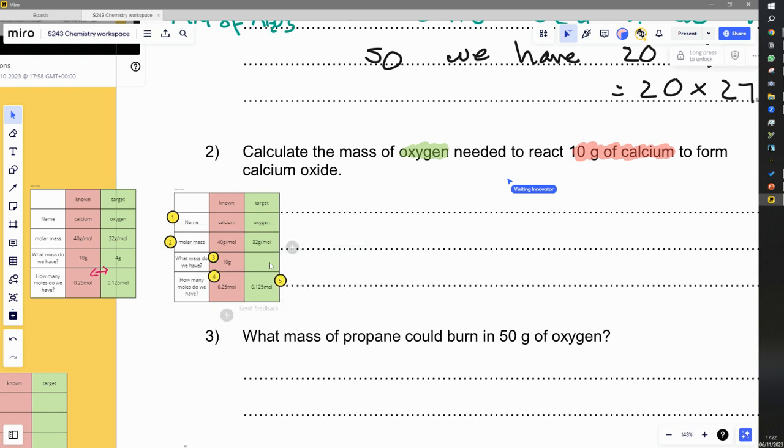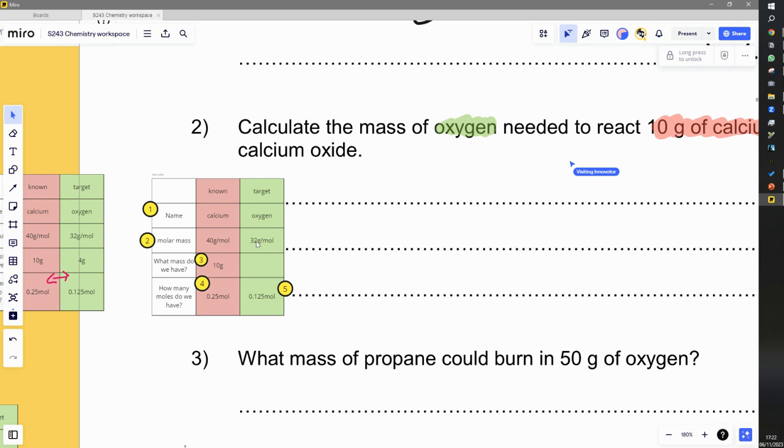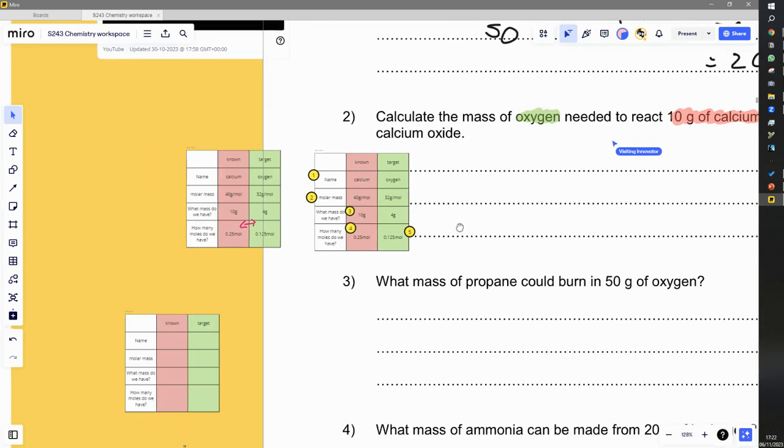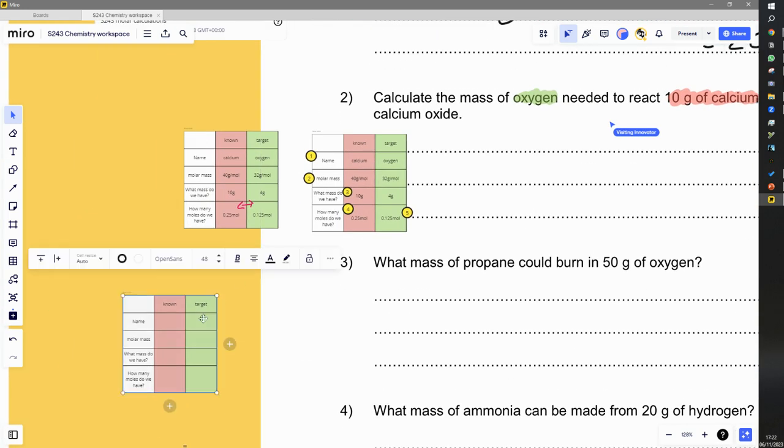And finally, we just work out this last square, which is what we're trying to eventually get to. If each mole is 32 grams, and we've got only 1/8 of a mole, then we just multiply the amount of moles by the mass of each mole. 32 times 0.125, which is 4 grams. So let's do the same with the next one.